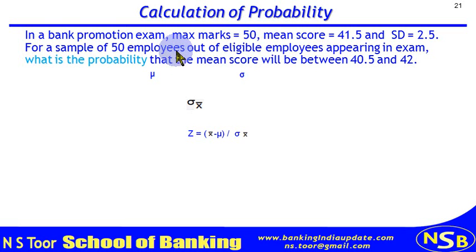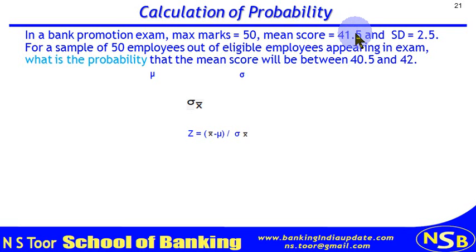For a sample of 50 employees, out of those who appeared in the exam, what is the probability that the mean score, the average score, was between 40.5 and 42? So we have to calculate the probability for a sample of 50 out of the total population, that the mean score was between 40.5 and 42. So for the population, the mean score is 41.5.